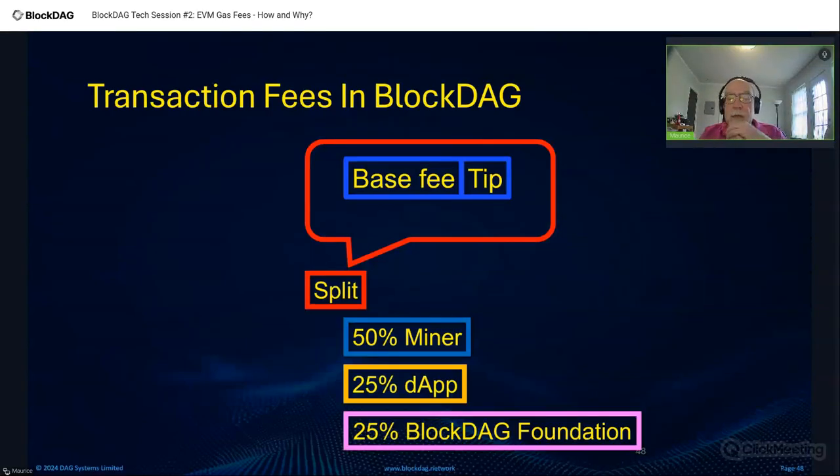And 25% of it goes to the BlockDAG Foundation, because that's basically the chain's only source of income. And somebody has to pay for bug fixes, upgrades, basically general maintenance.